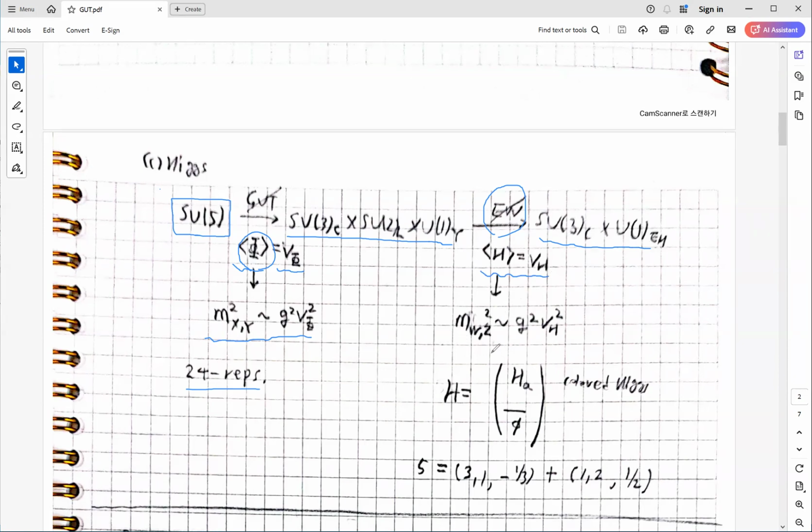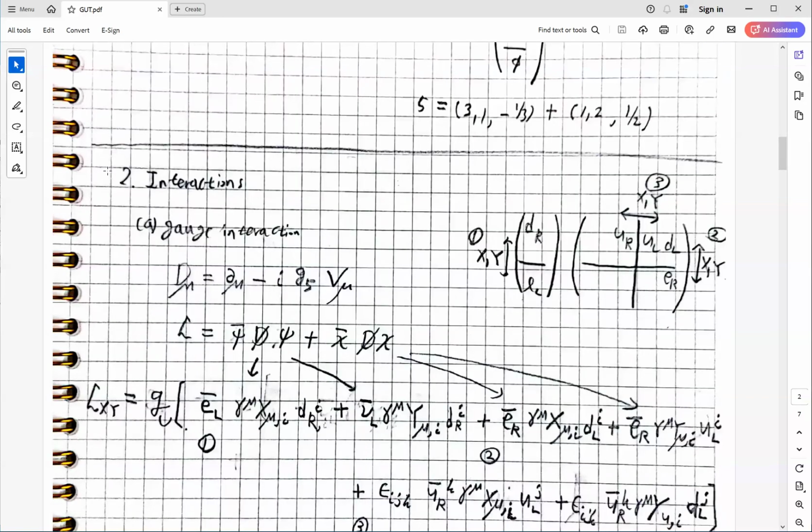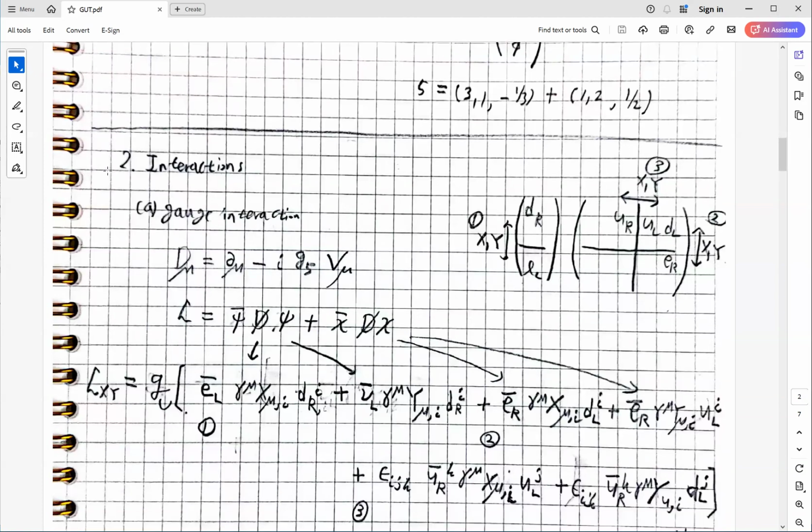mass of the W and Z bosons are given by the G squared times the VEV of the Higgs. And this Higgs is represented in the 5 of SU(5). So there will be the additional triplet, which is called the colored Higgs. And this representation of the Higgs also consists of the triplet part and the doublet part, like the representations of the baryon. Now we are ready to construct the Lagrangians, especially the decay interaction.